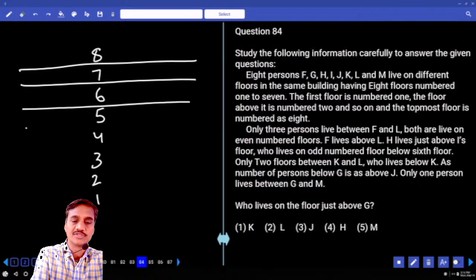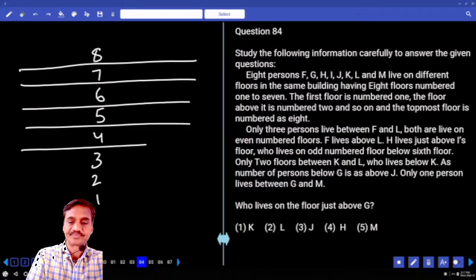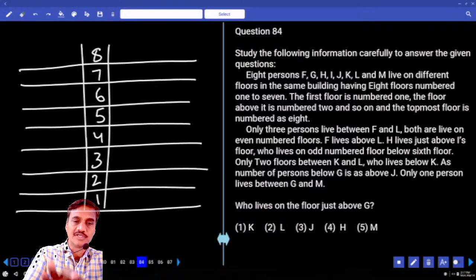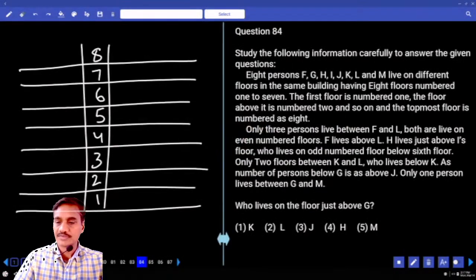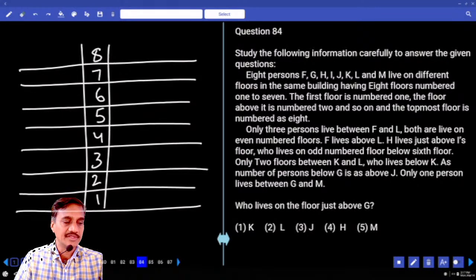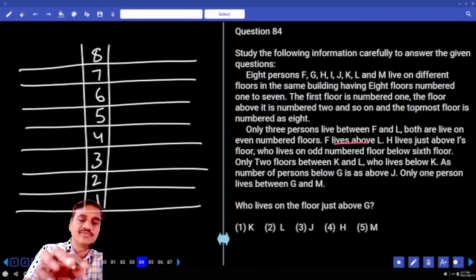Then coming to condition number 1. In this condition number 1, tell me what is the information we have for this. Only 3 persons between F and L. In between F and L, how many people are there? There must be exactly 3 people. Now 3 people between F and L, and at the same time both these 2 persons are living on an even number floor, and F lives above L.